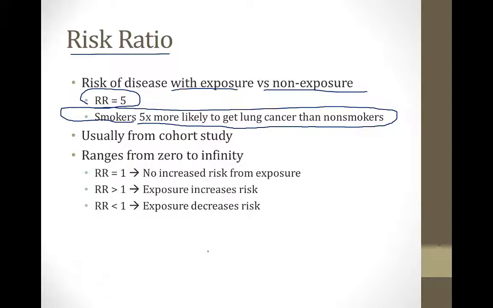Usually risk ratios come from a cohort study. We'll talk about why in a little bit. They're unreliable when you derive them from a case control study, except in certain special cases. And risk ratios range from 0 to infinity.